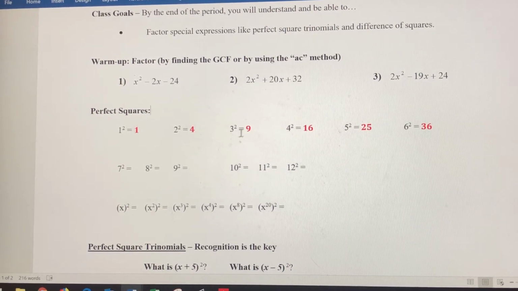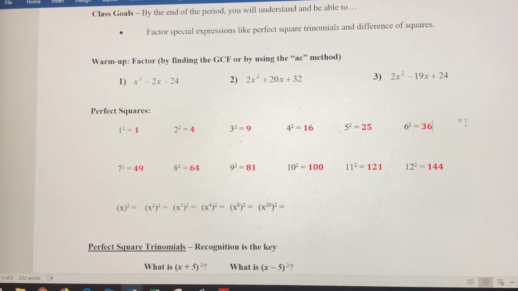So 1, 4, 9, 16, 25, and 36 are considered perfect squares because they're a number, 1 through 6, multiplied by themselves. The next 6 perfect squares would be 49, 64, 81, 100, 121, and 144. So these 12 numbers in red represent the first 12 perfect squares. This list goes on forever, but this is the first 12. You really should have these memorized. Now, these are for numeric perfect squares.